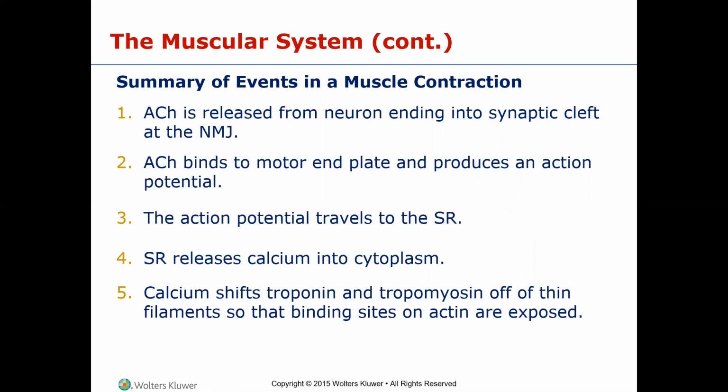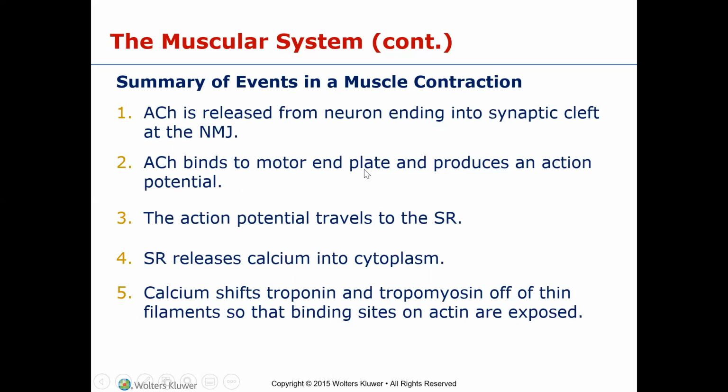So the first thing that has to happen is the acetylcholine, this ACH, has to be released from the neuron into that synaptic cleft, which is between the neuron and the muscle itself. Then that acetylcholine is going to bind to those protein receptors that are located along the muscle cell, and that section where they do bind is known as the motor end plate.